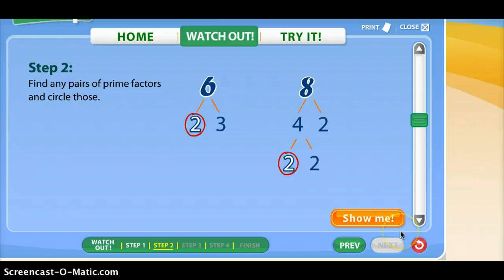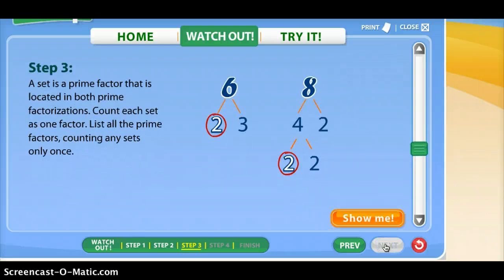That's called a set. A set is a prime factor that is located in both prime factorizations, or in both factor trees. A set counts only once. List all the prime factors, counting any sets only once. So, there's one set of 2, so that 2 counts only once. 2 more 2's, and a 3.